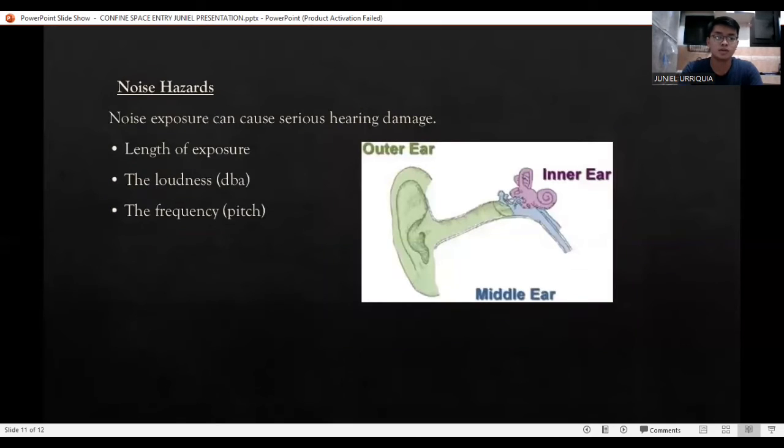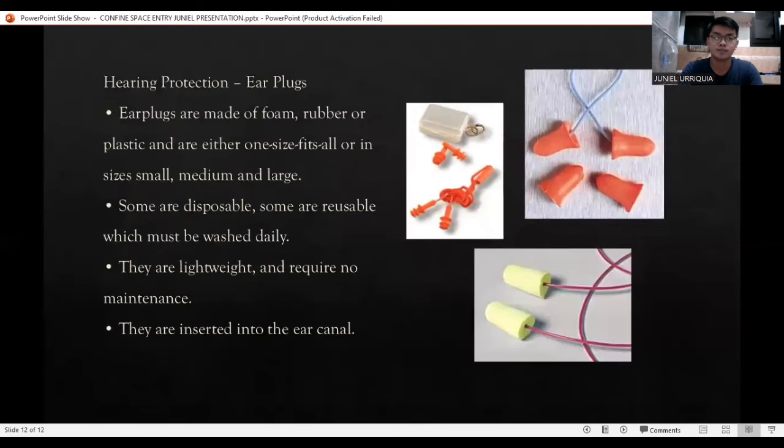Noise hazards. Noise exposure can cause serious hearing damage. Length of exposure, the loudness, the frequency. Hearing protection, earplugs. Earplugs are made of foam, rubber, or plastic, are either one size fits all or in sizes small, medium, and large.